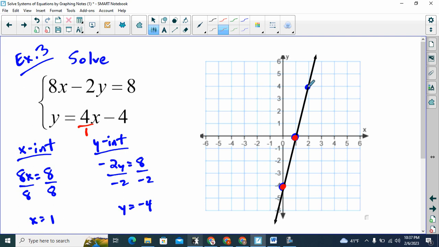If I graph this line in, notice this line lines up right on top of the other line. Both lines are the same. Well, if I have one line right on top of the other one, those two lines intersect at all of their points. If that's the case, we state that there are infinitely many solutions.